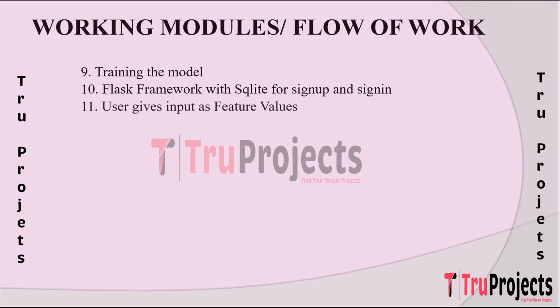User gives input as feature values. In the application's interface, the user provides input values for various features related to network data. These features represent different parameters or characteristics of network traffic or behavior. The given input is pre-processed for prediction.